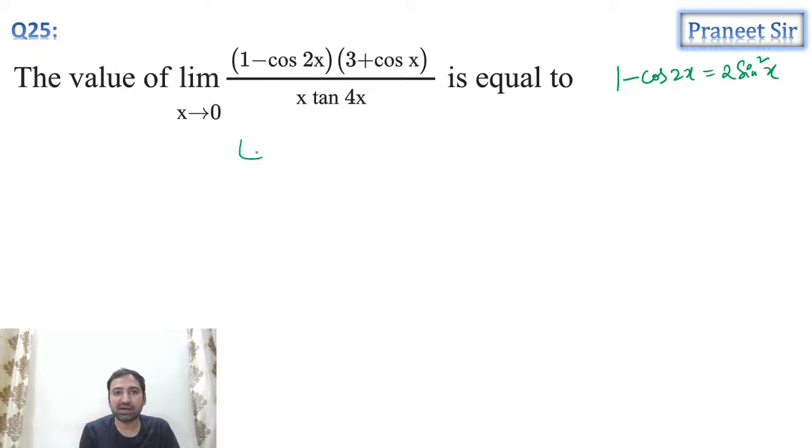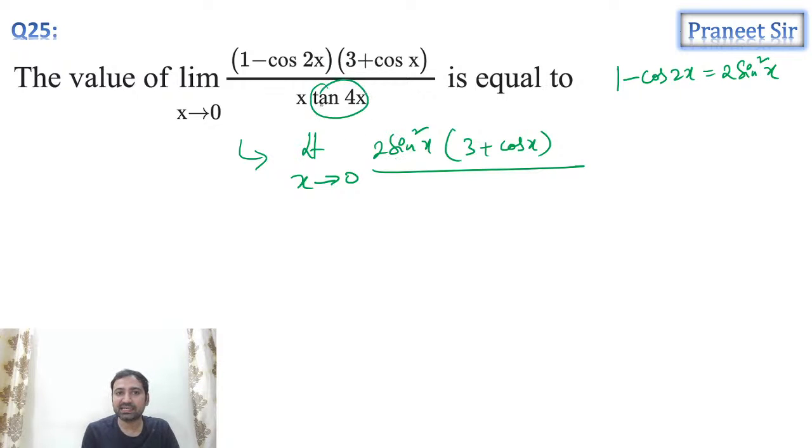So when we apply this formula here, what we get is the limit x tending to 0, 2 sine square x into 3 plus cos x by... can I replace tan 4x with 4x, guys? Can I write it directly like this, 4x square? Otherwise, you can do it like this. You can divide and multiply with 4x. And tan 4x by 4x equals 1, guys. This entire part is becoming 1.